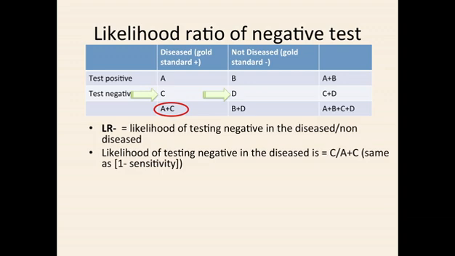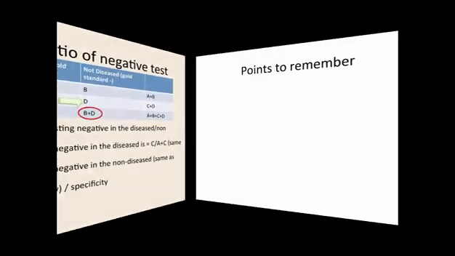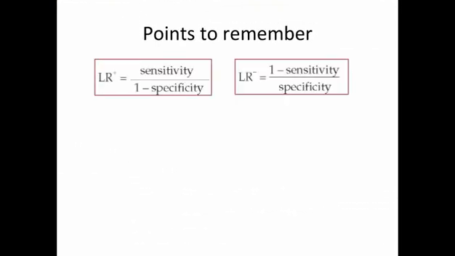D people correctly test negative out of B plus D without the disease. So the ratio D by B plus D will give us the likelihood of testing negative in the non-diseased. This is same as specificity. So LR negative can be rewritten as 1 minus sensitivity divided by specificity. In other words, C by A plus C divided by D by B plus D. For both likelihood ratio calculations, sensitivity is always in the numerator. A negative sign in the numerator, that is, 1 minus sensitivity, is used if you are computing the negative test's likelihood ratio.